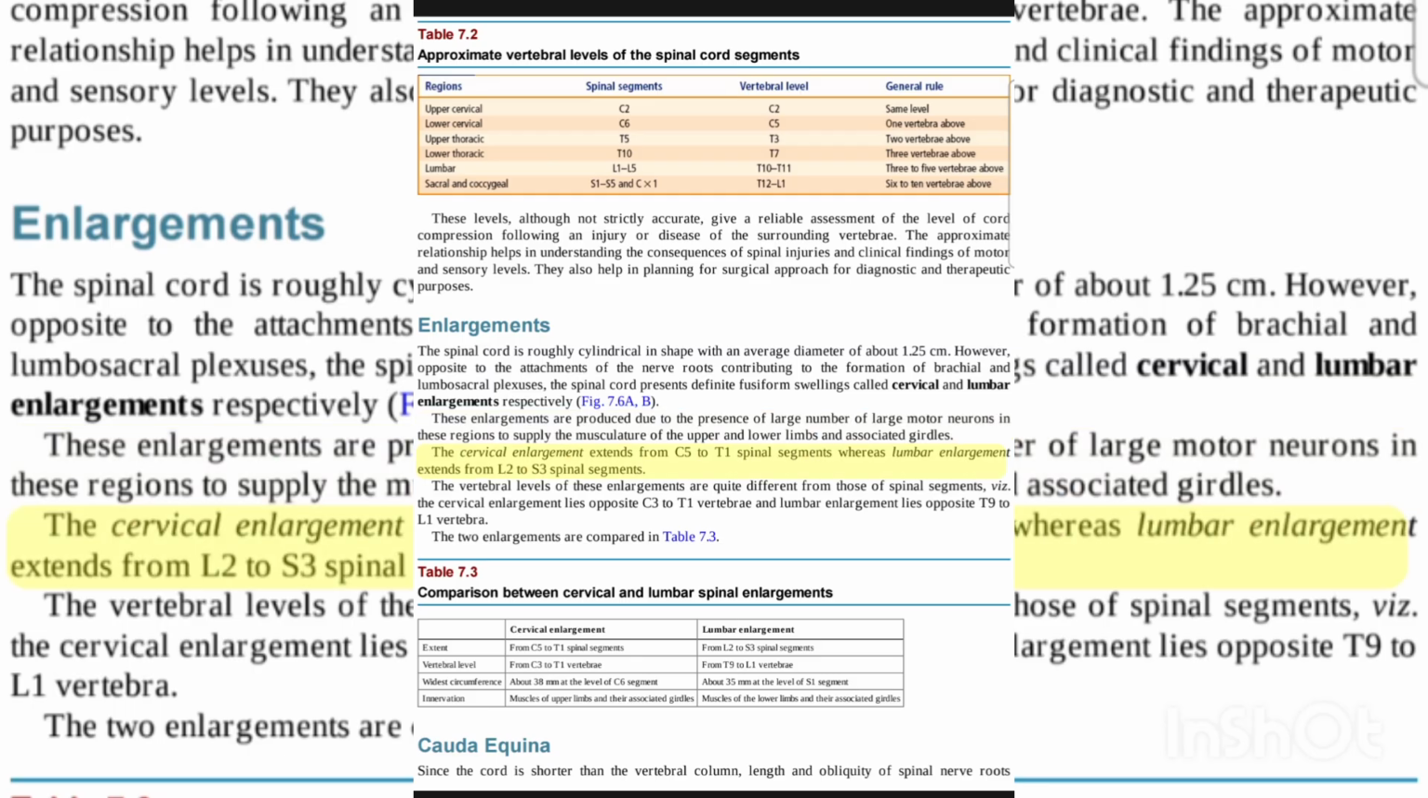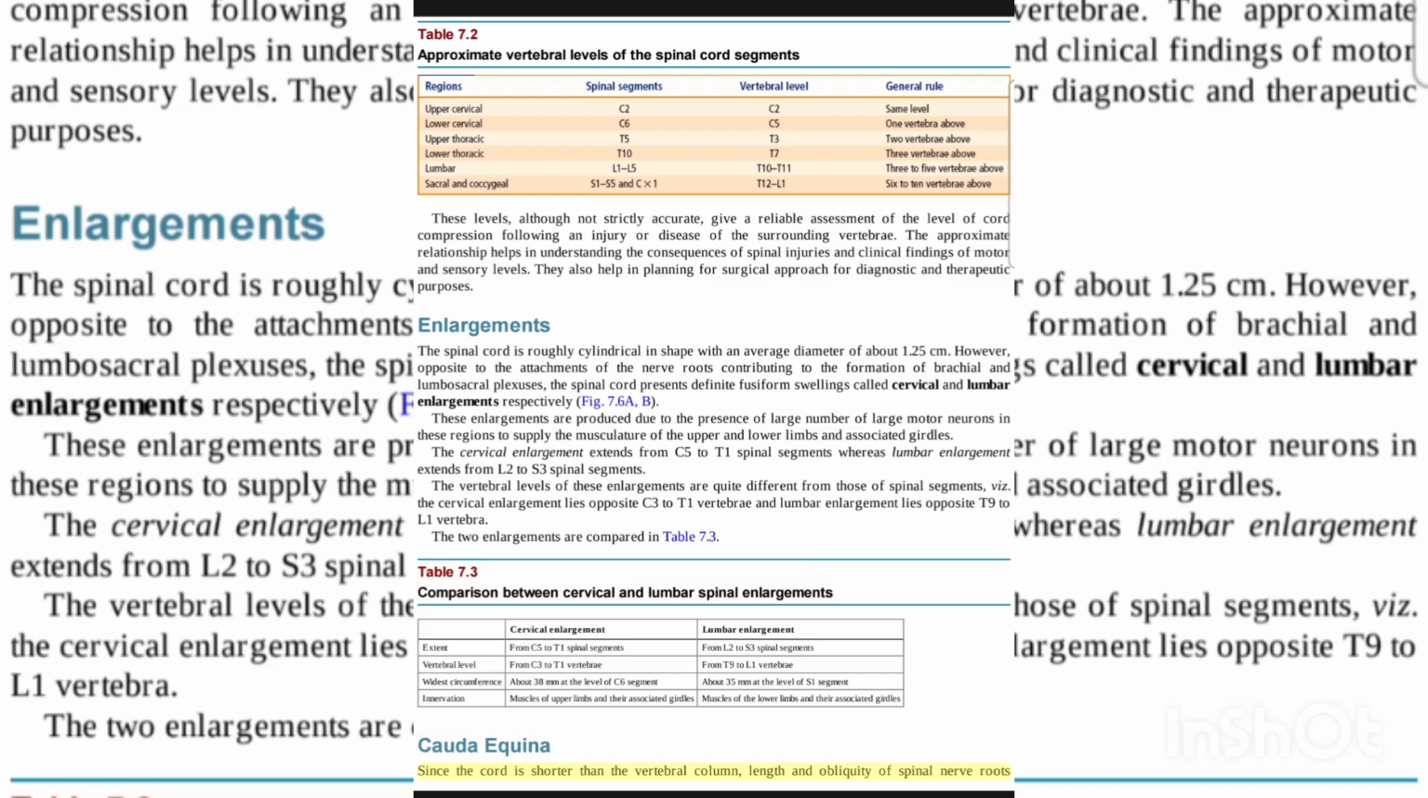The cervical enlargement extends from C5 to T1 spinal segments, whereas lumbar enlargement extends from L2 to S3 spinal segments. The vertebral levels of these enlargements are quite different from those of spinal segments, viz. the cervical enlargement lies opposite C3 to T1 vertebrae and lumbar enlargement lies opposite T9 to L1 vertebra. The two enlargements are compared in Table 7.3. Table 7.3 Comparison between cervical and lumbar spinal enlargements.